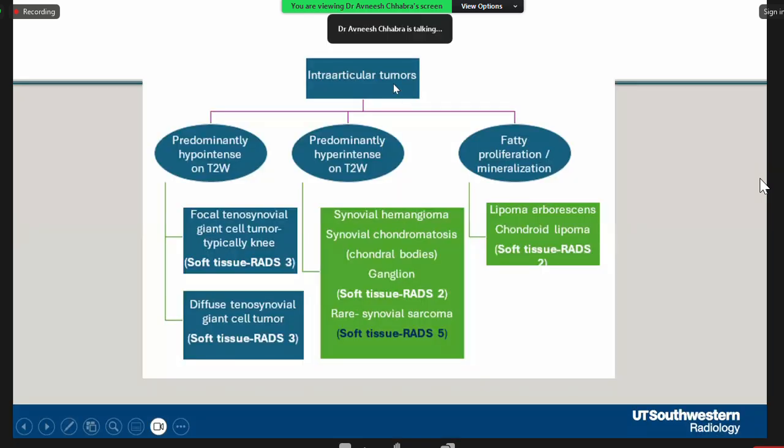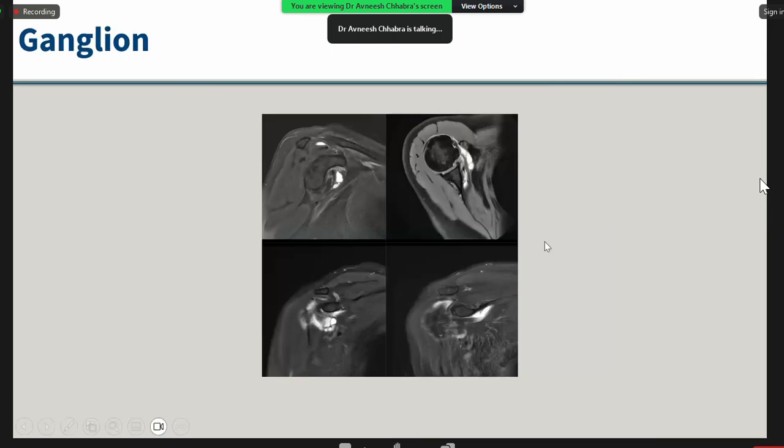And then intra-articular tumors are usually benign. So you have tenosynovial giant cell tumor is 3, focal or diffuse. The synovial hemangioma, chondromatosis, ganglions, and then you can have a rare synovial sarcoma. I've seen 2 or 3 in my life. They're very rare. Mostly they are benign lesions in the joint. And then lipoma arborescens, chondroid lipoma, etc.